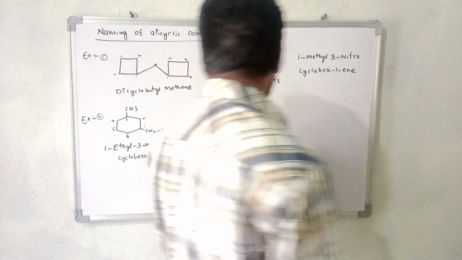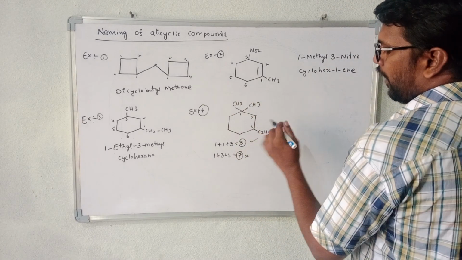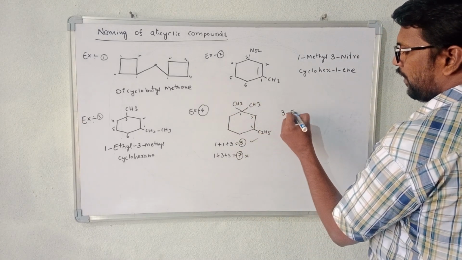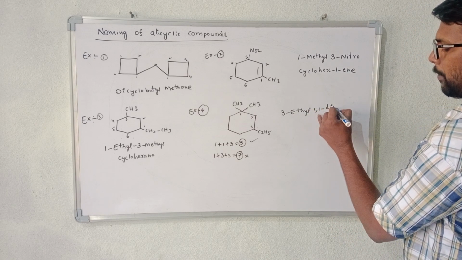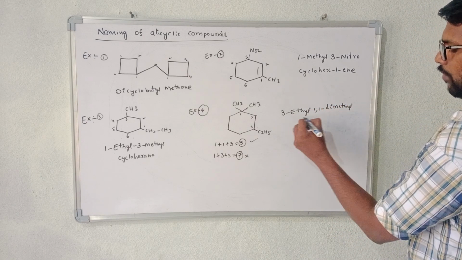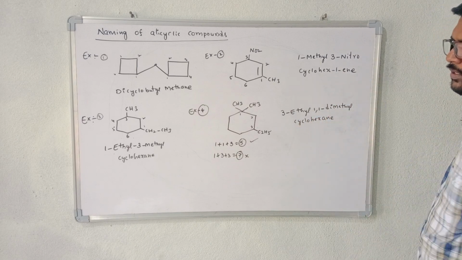Okay, so according to the lowest summation rule, here the priority is given to methyl. At the third place ethyl is present, so we write 3-ethyl according to alphabetical order: 3-ethyl-1,1-dimethyl. Total 6 carbons means cyclohex, and all are single bonds means ane.